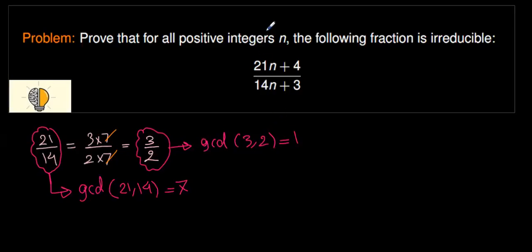Okay? Let me summarize. If I denote this fraction by a over b, with numerator a and denominator b, we want to prove that the GCD of a and b is equal to 1. Let's do it together.